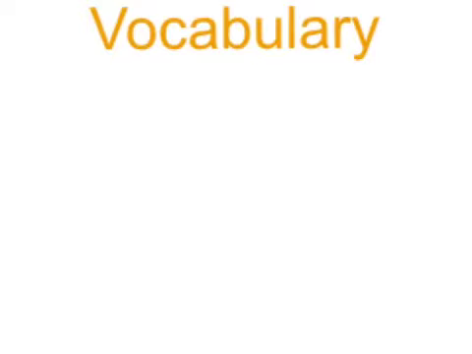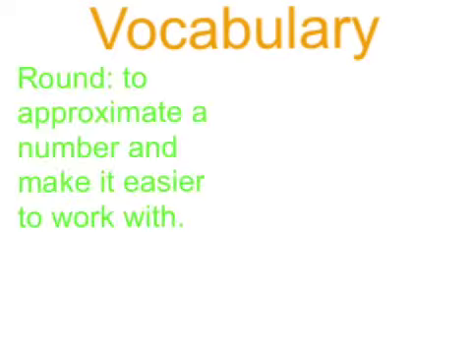First, let's go over some of today's key vocabulary that you will need to know and understand for today's lesson. Our first word is round. This means to approximate a number and make it easier to work with. Rounding up means to approximate larger than the actual value, while rounding down means to approximate smaller than the actual value.